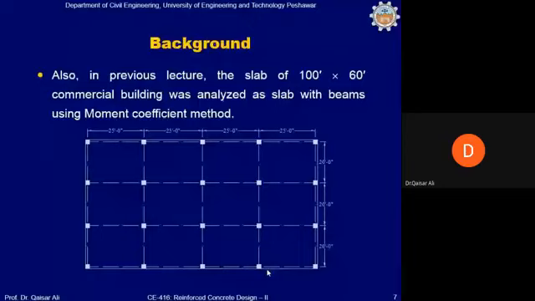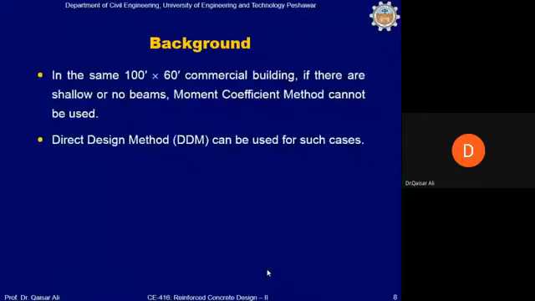Okay, so in the same 100 by 60 feet commercial building, if there are shallow beams or no beams, if the depth is too small, then the moment coefficient method cannot be used. We have discussed why the moment coefficient method cannot be used: there is a basic assumption in its application that beams must be stiff enough to resist the deflection of the slab at the point where the beams have been provided.